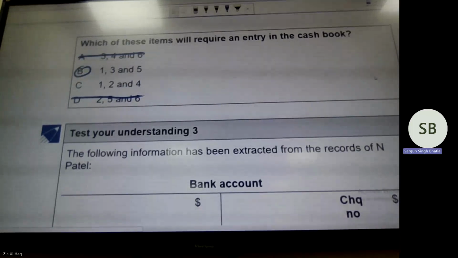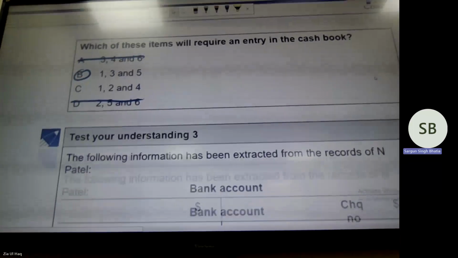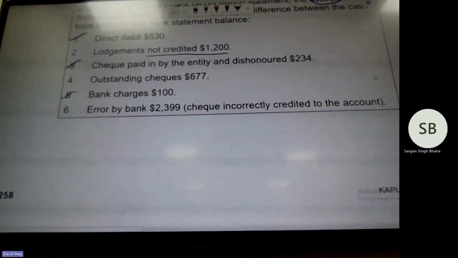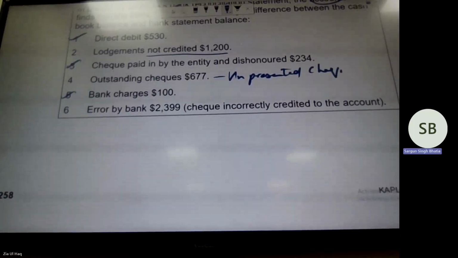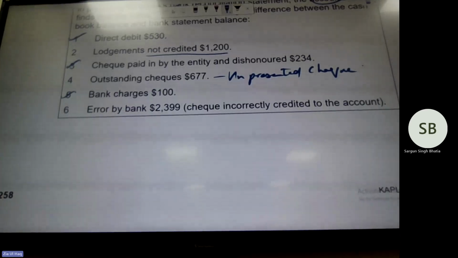Or we can say option B because 2 was not relating to it, 2 was not there, even the 4 was not there. What is 4? Unpresented checks. So automatically, unpresented checks, also called outstanding checks. Unpresented means the party to whom we have paid the check hasn't appeared in the bank. They haven't deposited the check into the bank. That is unpresented or outstanding checks.